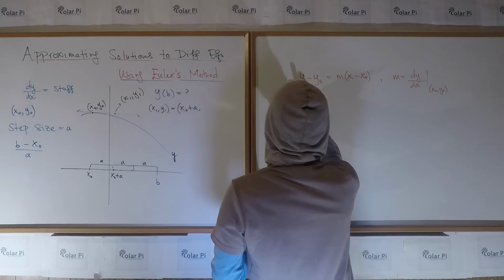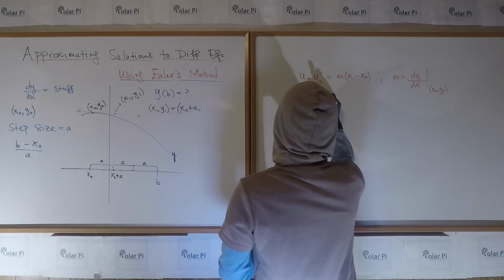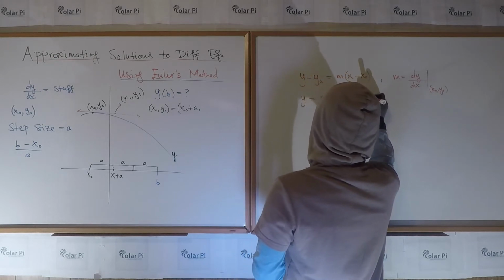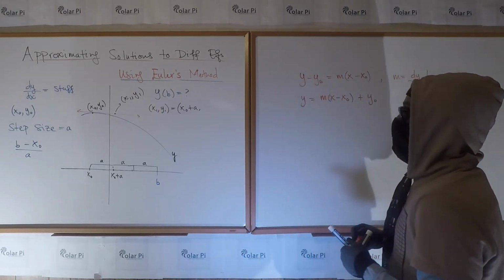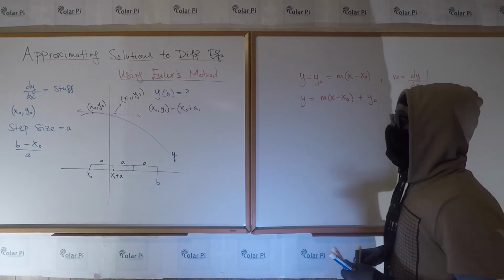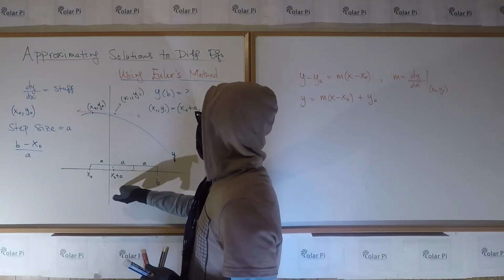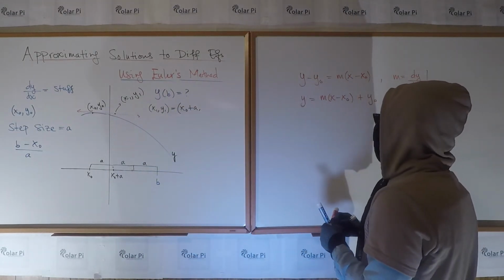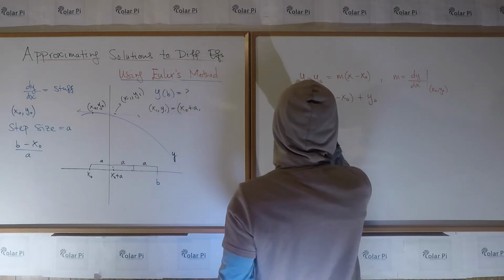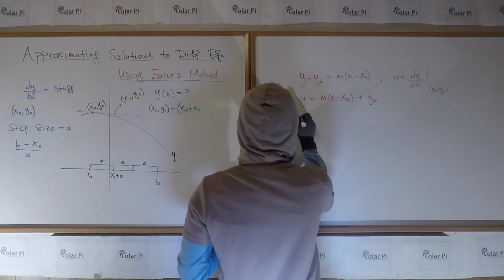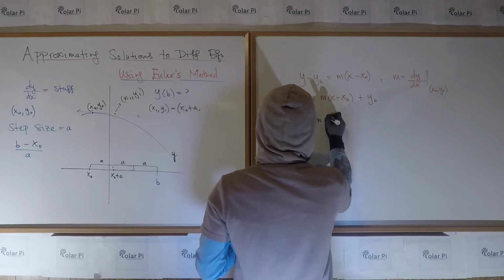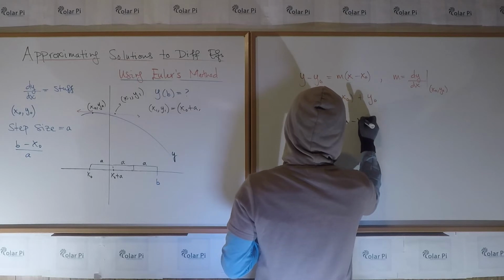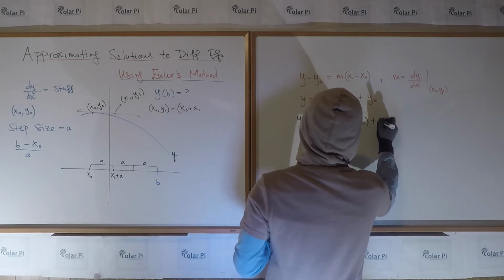And y is going to be m times x minus x0 plus y0. So from here, to get to y1, we need to plug in x0 plus a into the equation of that red line, which is this equation. So if we plug in x0 plus a into x here, we're going to get that y1 is going to be m times x0 plus a minus x0 plus y0.